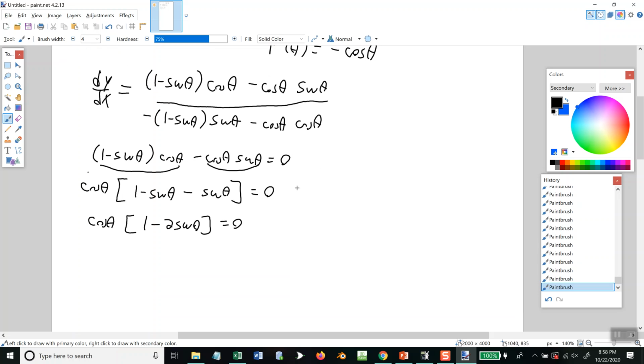If you saw these in trig equations, we got this factored now, so I set each factor equal to 0. So I set cosine theta is equal to 0, and 1 minus 2 sine theta is equal to 0. This one is solve for sine, and I get 1 equals 2 sine theta, or sine theta is equal to 1/2.